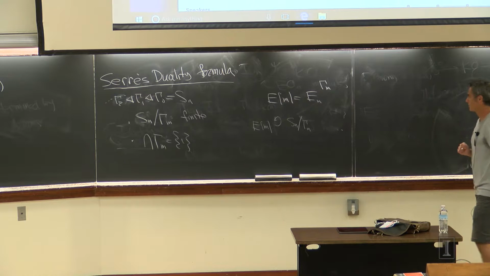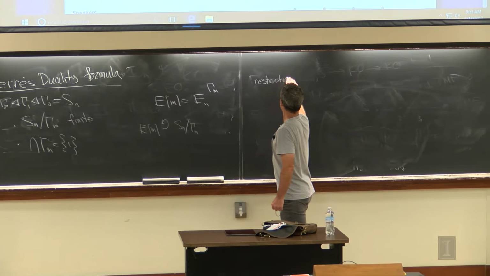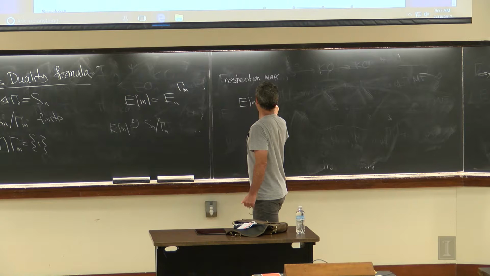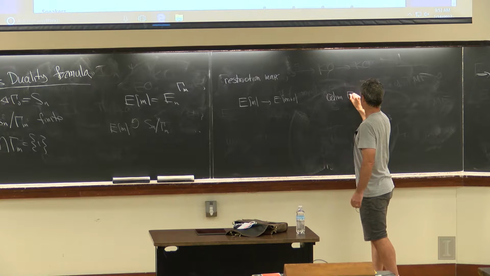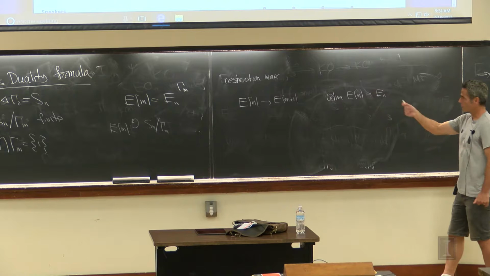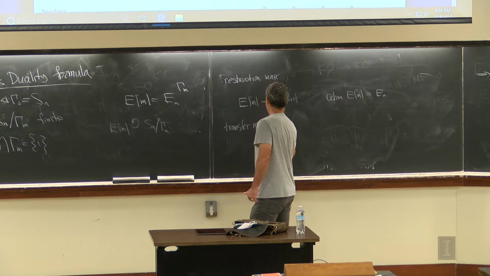I think I was going to derive this formula, but let me just point out some things. Okay, so there are restriction maps from E(m) to E(m+1). And the colimit of that diagram in the category of K(n)-local spectra is just Morava E-theory. And this is all as equivariant spectra with the action of the stabilizer group. There are also transfer maps, which go in the other direction.